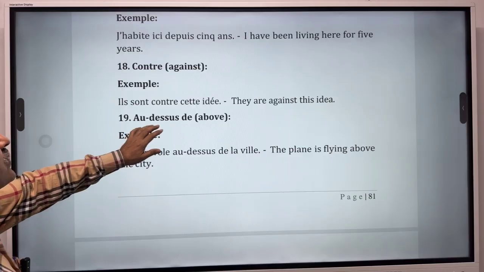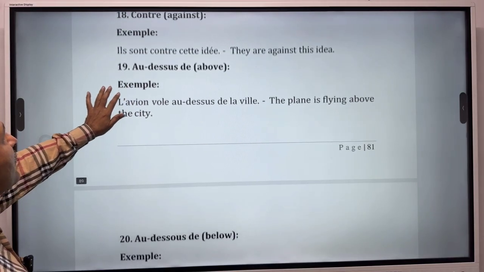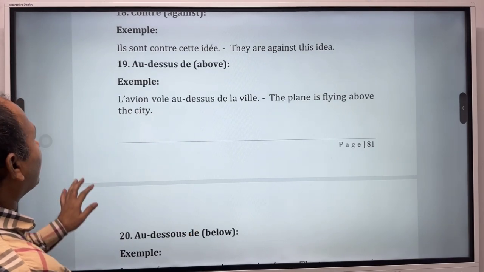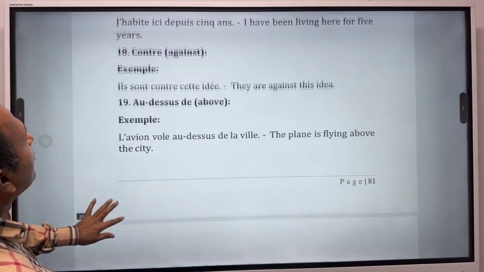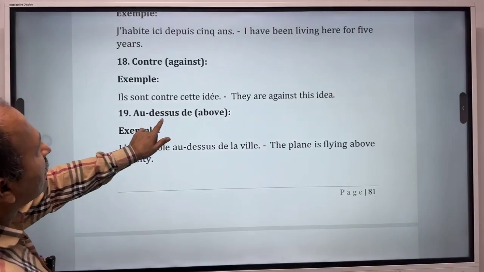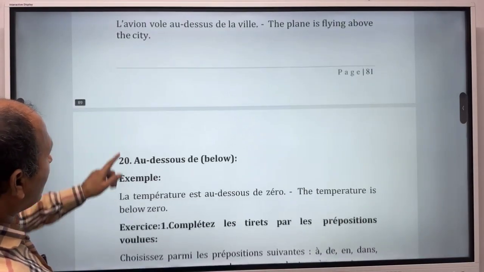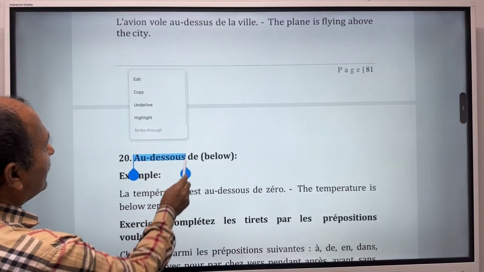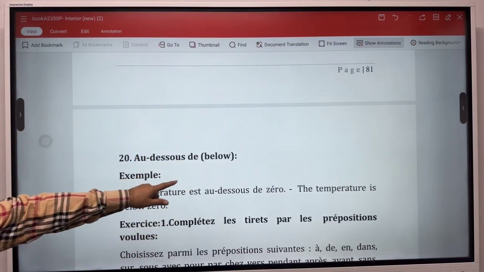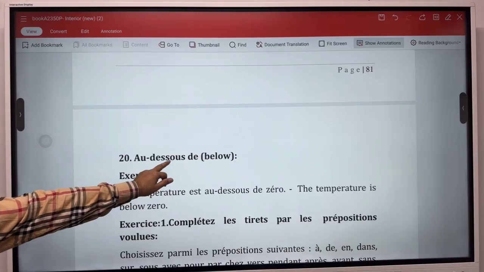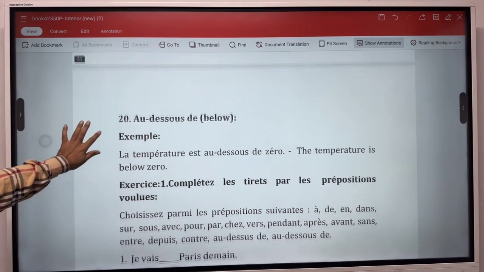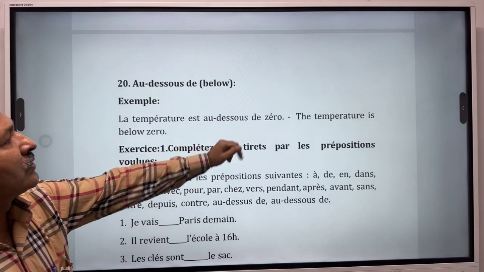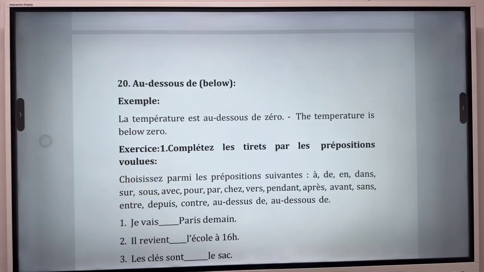Next one is au-dessus de, above. L'avion vole au-dessus de la ville. The plane is flying above the city. Then, check the spelling. Au-dessus de, S-U-S. Here, au-dessous de, an extra O is added. Now, it means below. When there is no O, in that case, it means above. So, la température est au-dessous de zéro. The temperature is below zero.